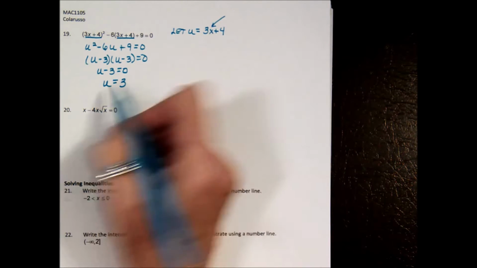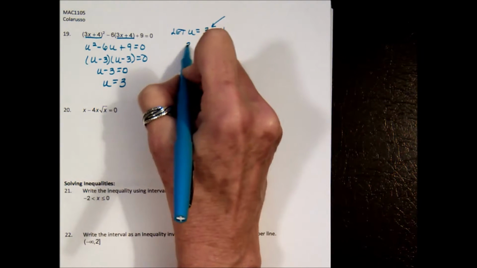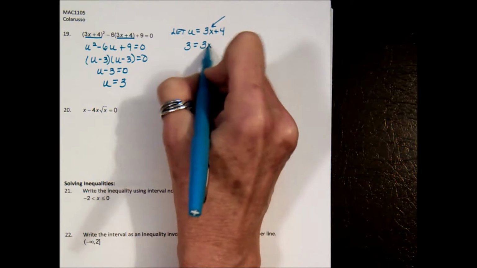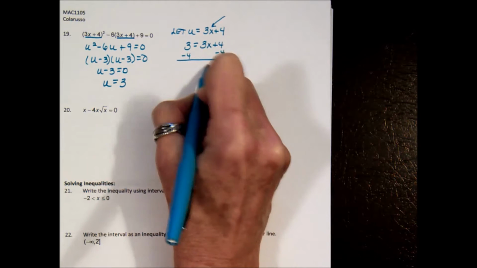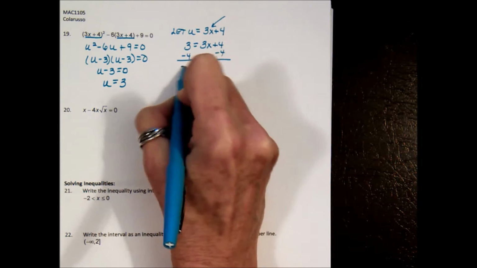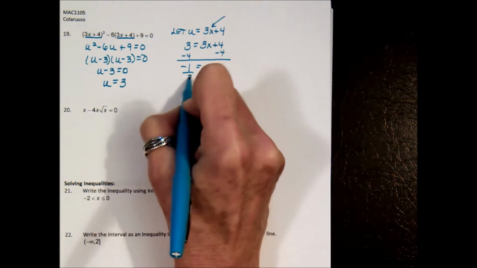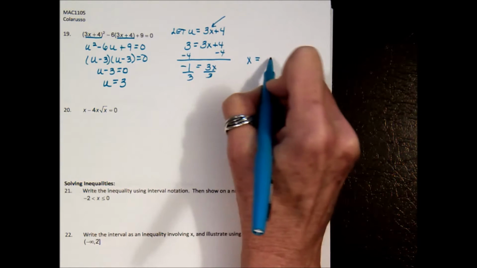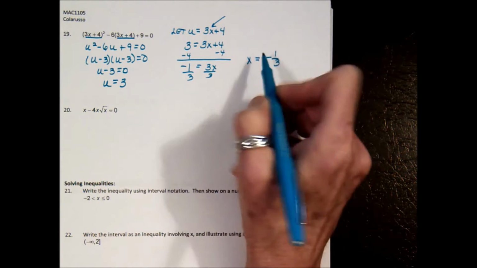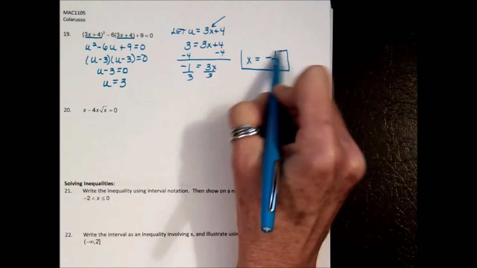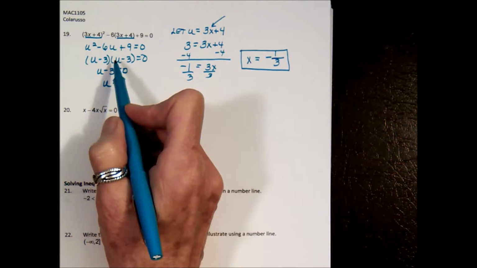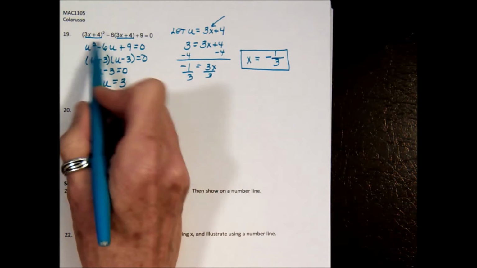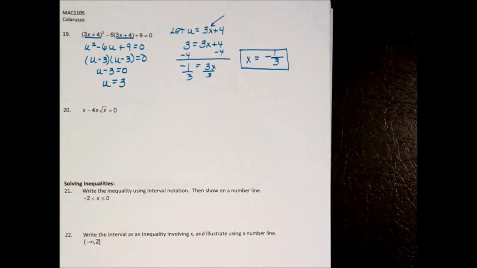So if U is 3, then 3 is equal to 3x plus 4. And now I am going to solve that, and I get 3x equals negative 1. I divide by 3, and I get x equals negative 1/3 by back substituting. I don't need to worry about it not working. I didn't square anything. I just made a substitution. And there are no domain restrictions because there's no variable in a denominator.